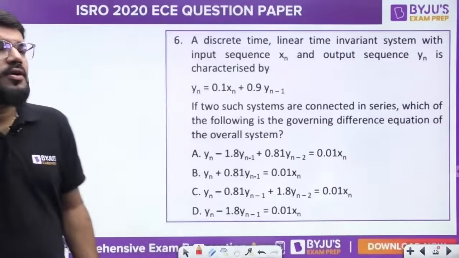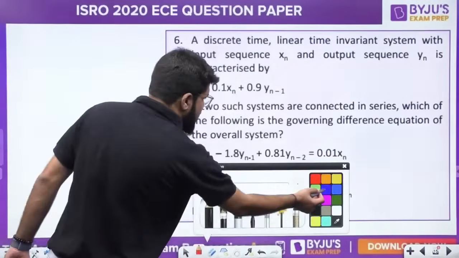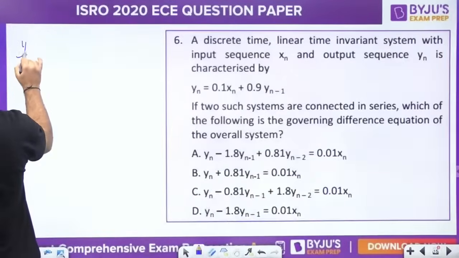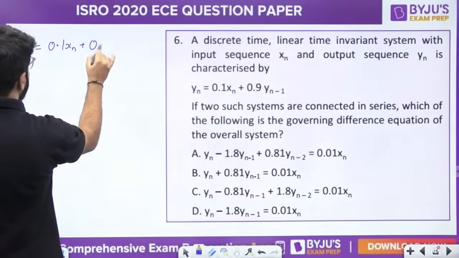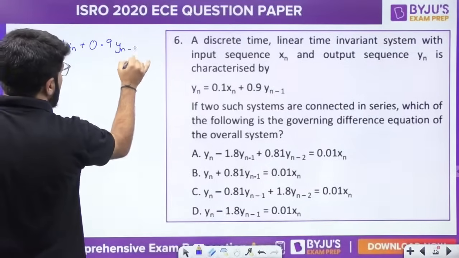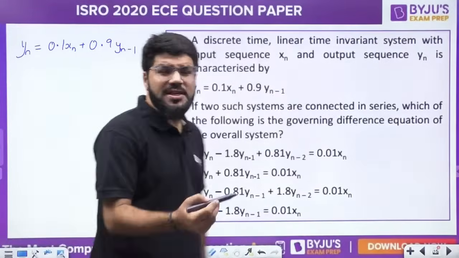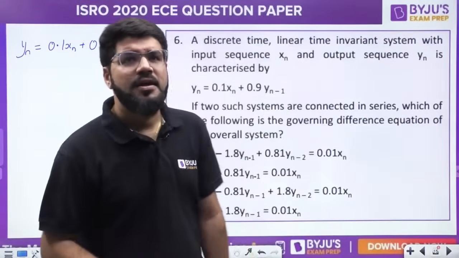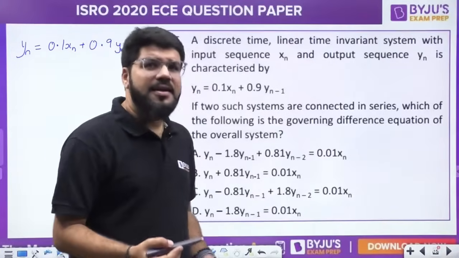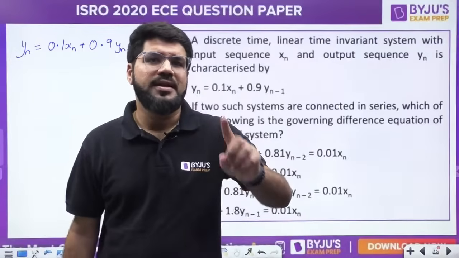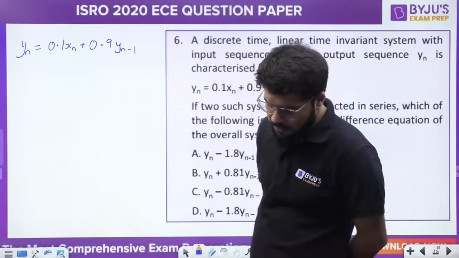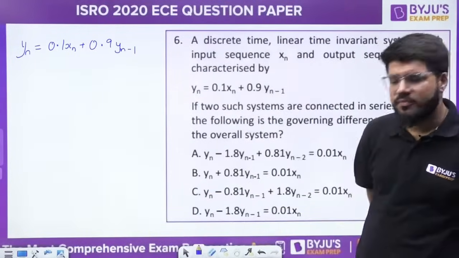Check karte. Okay, so what is yn? A difference equation is given: yn = 0.1 xn + 0.9 yn-1. Two such similar systems are connected in cascade. When systems are connected in cascade, number 1, if you know the impulse responses, you can convolve them. The impulse responses are convolved.